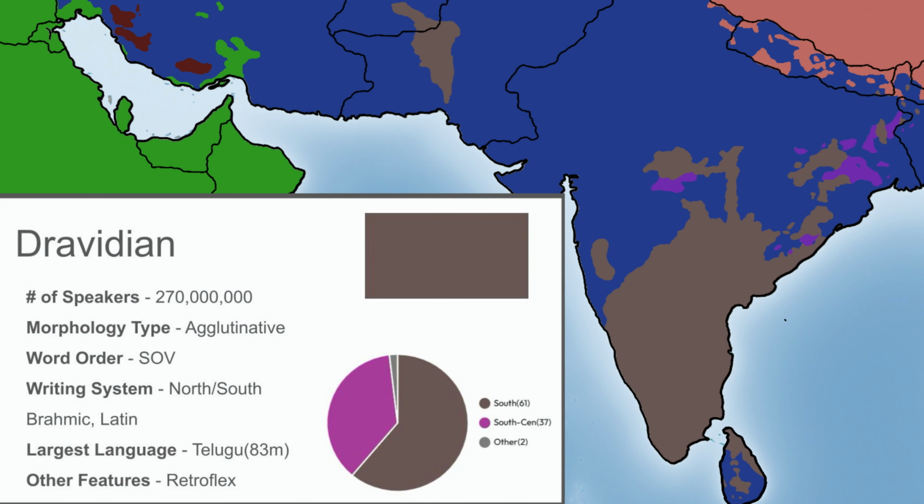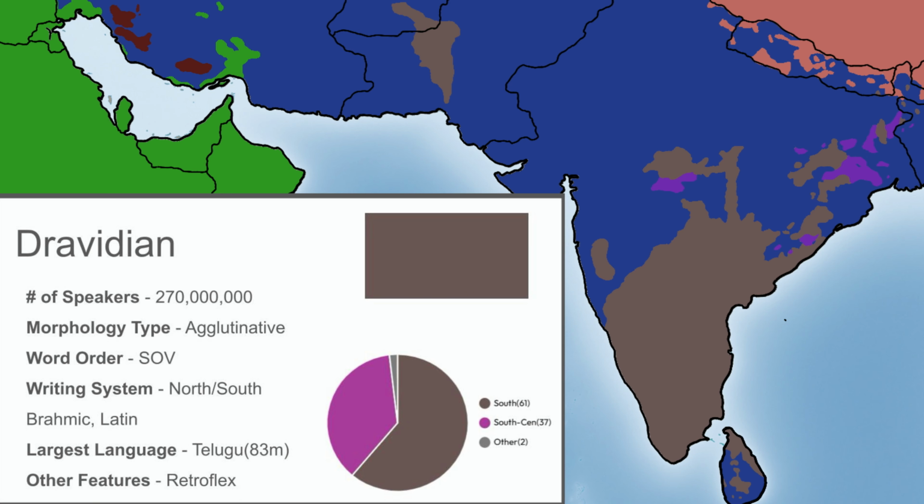The Dravidian languages are spoken primarily in southern India and are spoken by over 250 million people. Most Dravidian languages use agglutinative morphology, as well as SOV word order. The majority of Dravidian languages use their native North or South Brahmic writing systems, but some do use the Latin script. The most spoken Dravidian language is Telugu, spoken in the Indian state of Telangana, with around 83 million people.